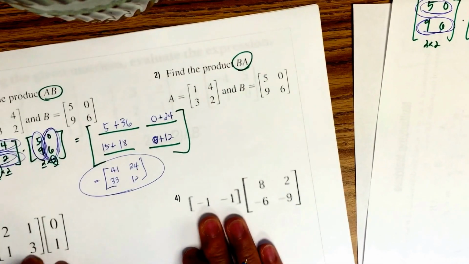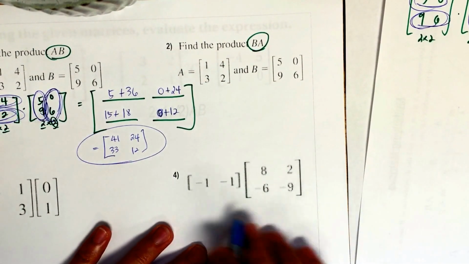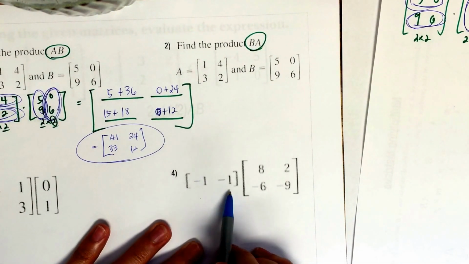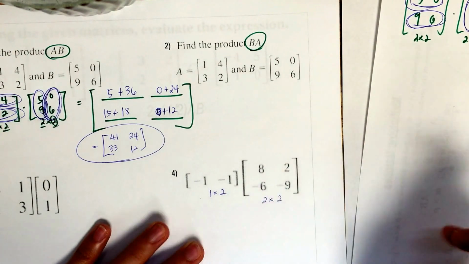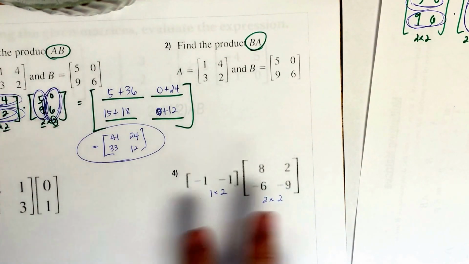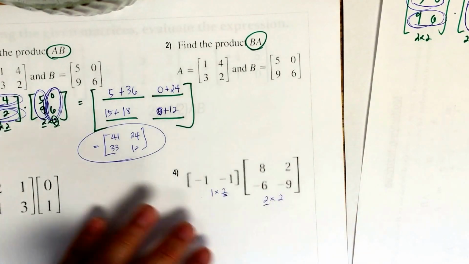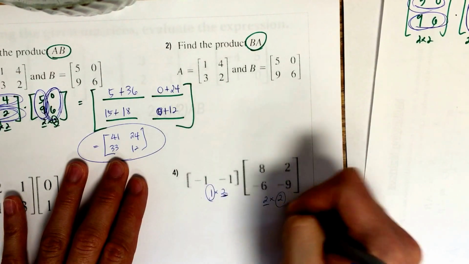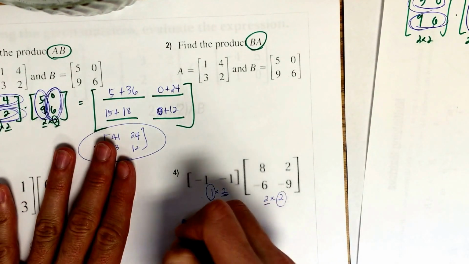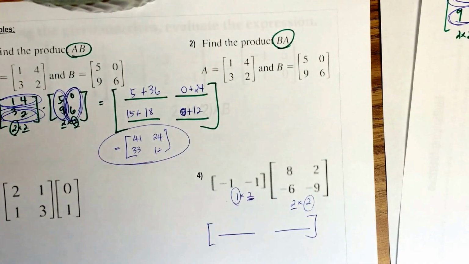We're going to skip number 3 because we did one with those dimensions already. Let's talk about number 4. In number 4, this is a 1-row, 2-column matrix. This is a 2-row, 2-column matrix. So the dimensions match because the inner numbers are the same. Remember, the outer numbers tell you your new dimensions. So this is going to be a 1 by 2 answer. So I'm going to draw out a matrix template that looks like that.